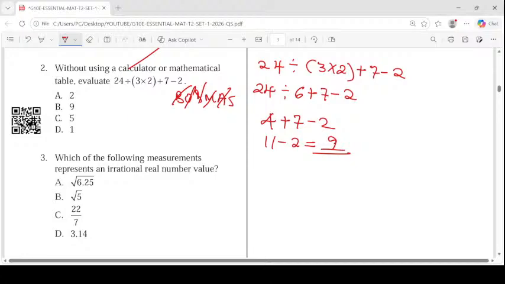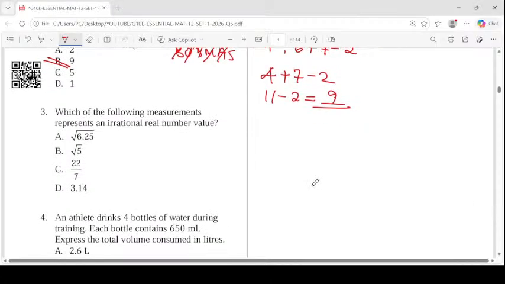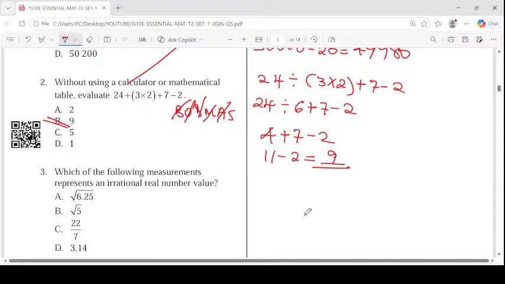So looking at our choices, ladies and gentlemen, choice B for boy is the correct answer. Choice B for boy is our correct answer for question number 2. That's how you solve it.